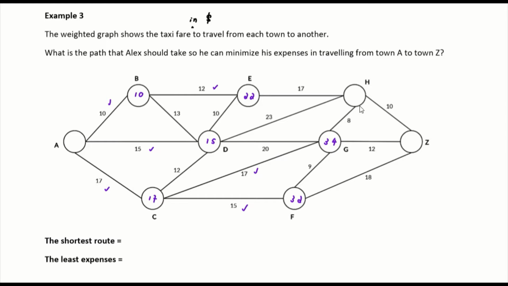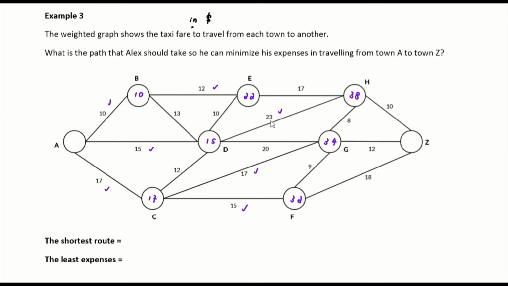Okay, now we move on to H. You have three choices here, either here, here, or here. So 39, and then 38, and then 42. Which one will give you a lesser number? In this case, it's going to be 38. So that's why 38 here.